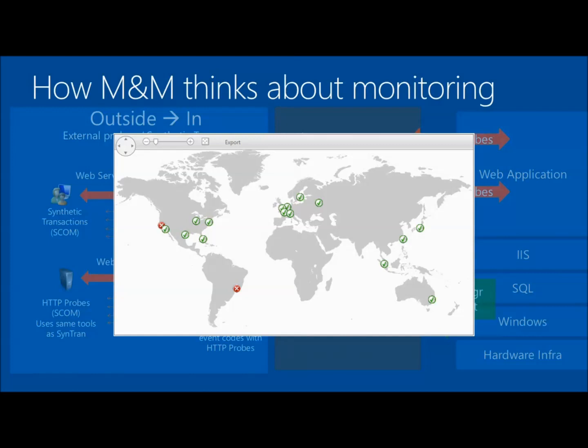Also, from an outside-in perspective, that's when you want to understand your global perspective. If you have an application that is available and serves a customer base that is around the world, you want to understand what the experience is from Tokyo. You want to understand what the experience is from Paris. You don't just rely on local HTTP probes to give you that information.